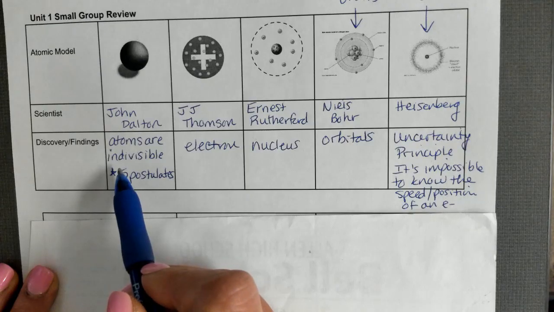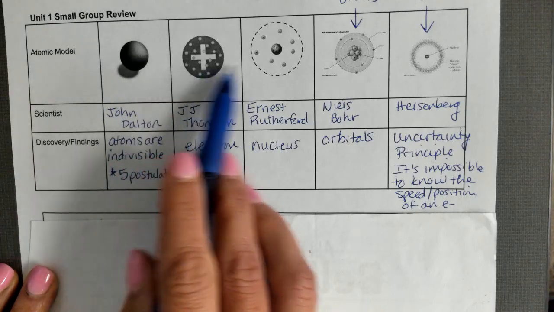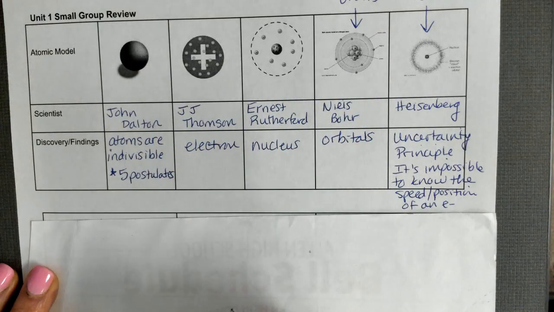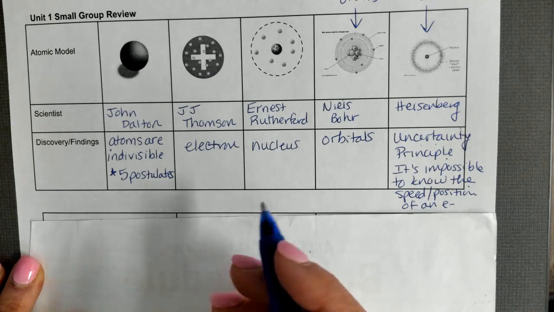And later on, we did see that atoms can actually be broken down because we have particles that are in our atoms. But this is what he first said, and so that's what we remember John Dalton by in terms of his 5 postulates.